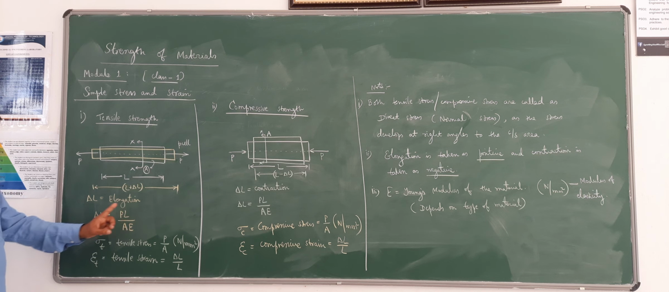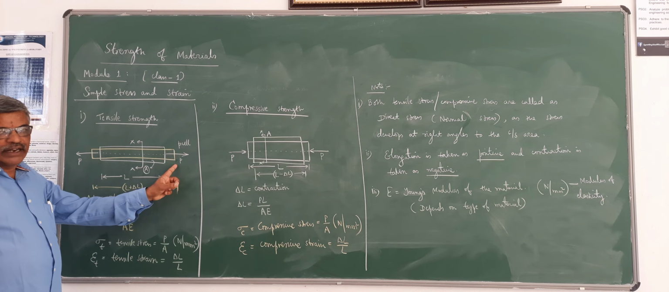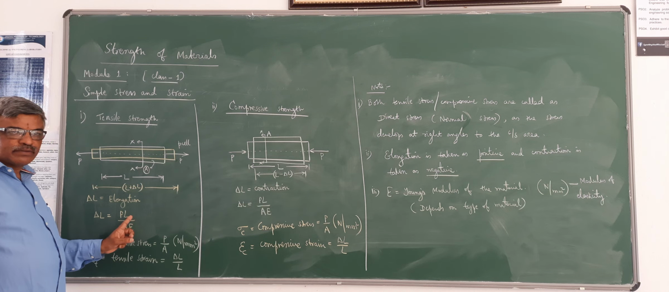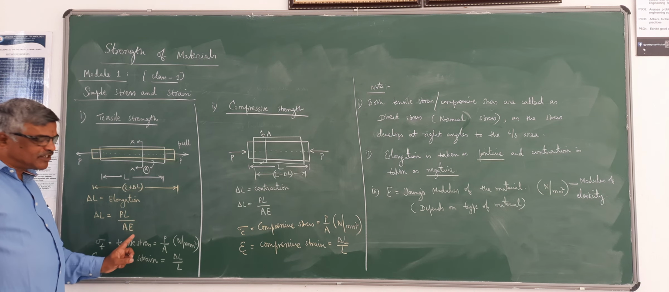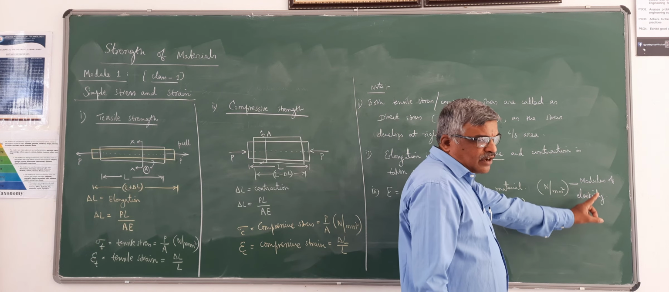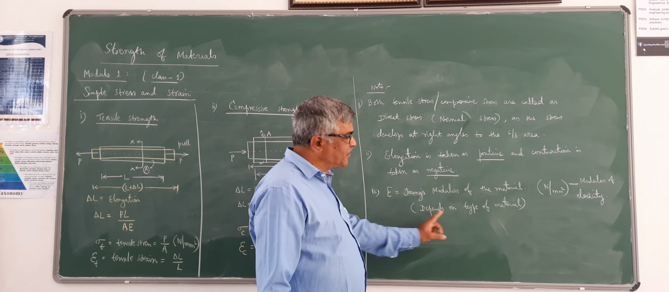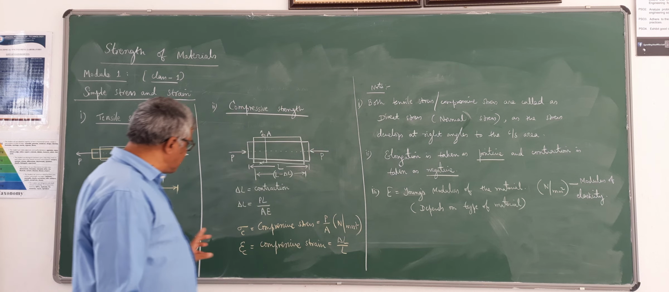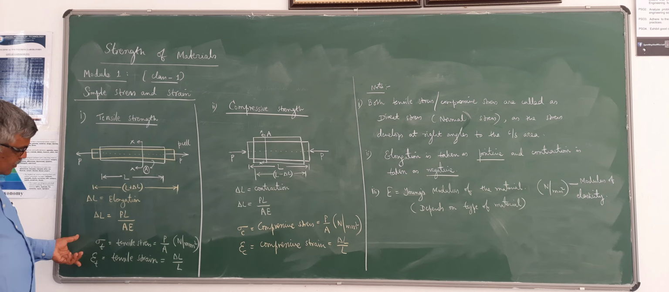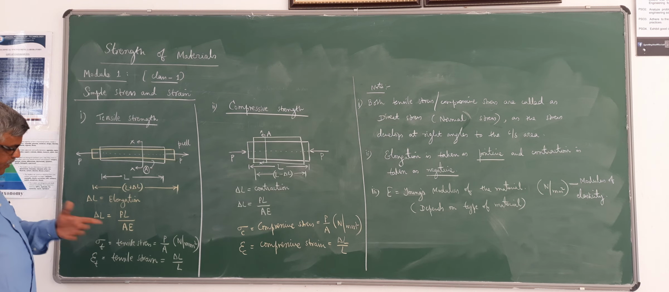That elongation is given by this formula: delta L is equal to PL by AE, where P is the tensile force acting on the specimen over the cross sectional area A. Length of the specimen is L. E is an elastic constant which is known as Young's modulus of the material or modulus of elasticity, which depends on the type of material. Of course, this derivation I have given in the lecture notes also and in the video class also. You can refer to that.